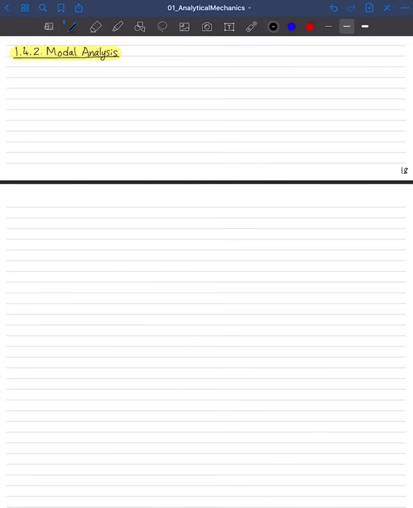So we're going to assume that we're starting with the following equation of motion, M x double dot plus D x dot plus K x is equal to F, the external forcing. M is the mass matrix, x double dot is the acceleration vector, D is the damping matrix, x dot is the velocity vector, K is the stiffness matrix, x is the displacement vector, and F is the external forcing vector.